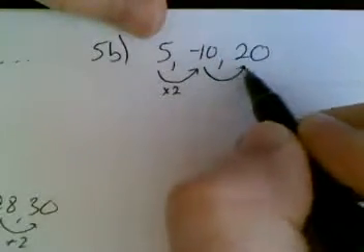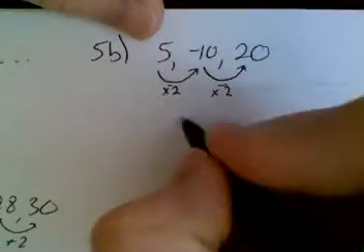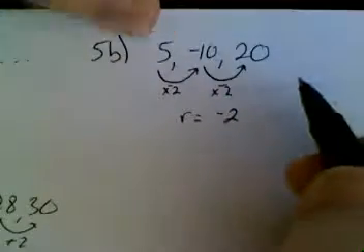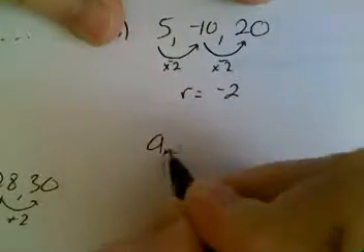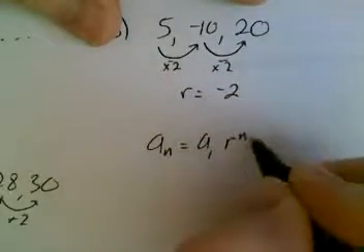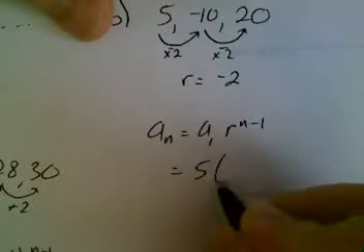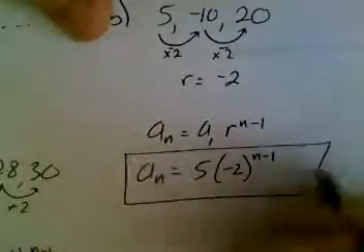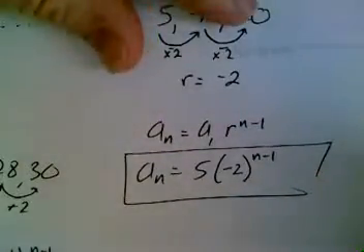Notice from 5 to -10, I multiplied by 2, and it's negative. Notice from -10 to 20, I multiplied by 2, and it's positive now. That means that my r value is going to be negative. Again, if it alternates terms, it's going to be negative. So with this, I'm going to go ahead and use that formula. A sub n is equal to a sub 1 r to the n minus 1. My first term being 5, my r value being -2, and there's my nth term. Again, by plugging it right into those little formulas.